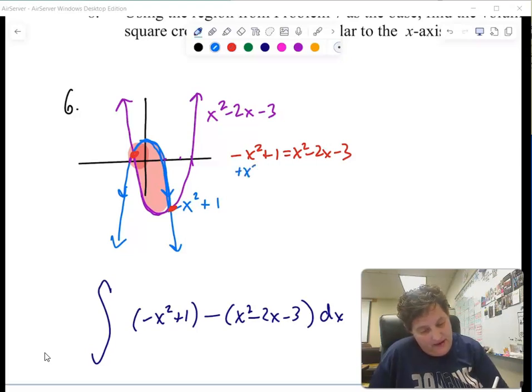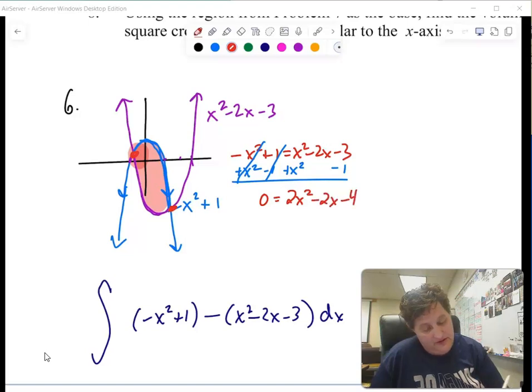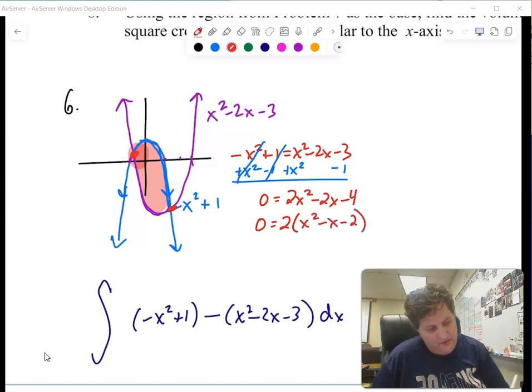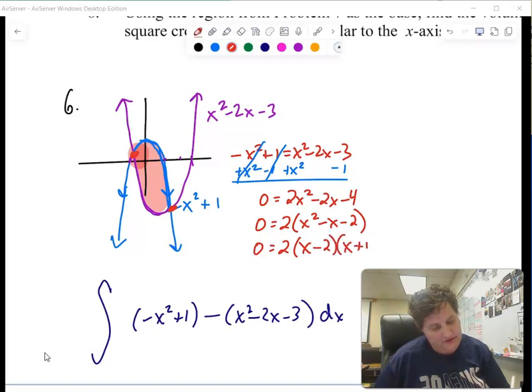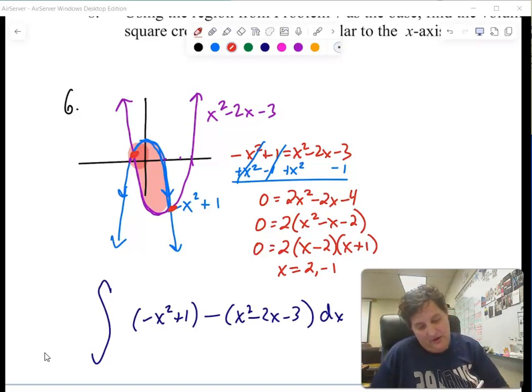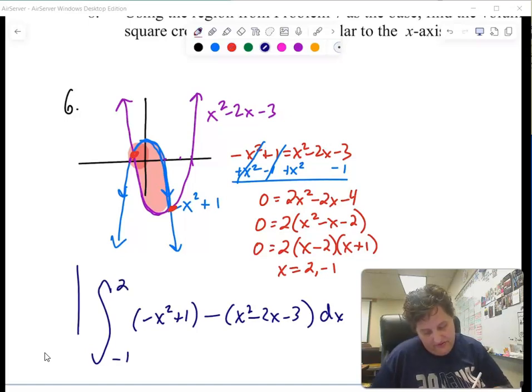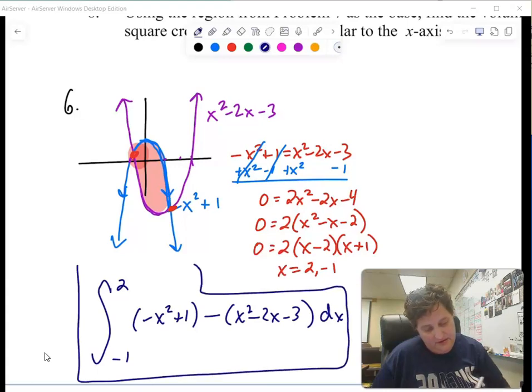Okay, I'm going to add that over, and then I'm going to subtract that over. So I get 0 is 2x² minus 2x minus 4. If I factor out a 2, it's x² minus x minus 2, which is x minus 2 times x plus 1. Okay, so x is 2 and -1. I'm going to kind of like make sure that that makes sense on my graph. It certainly seems to. And so then I just go ahead and go -1 to 2. And that is my setup. All right?